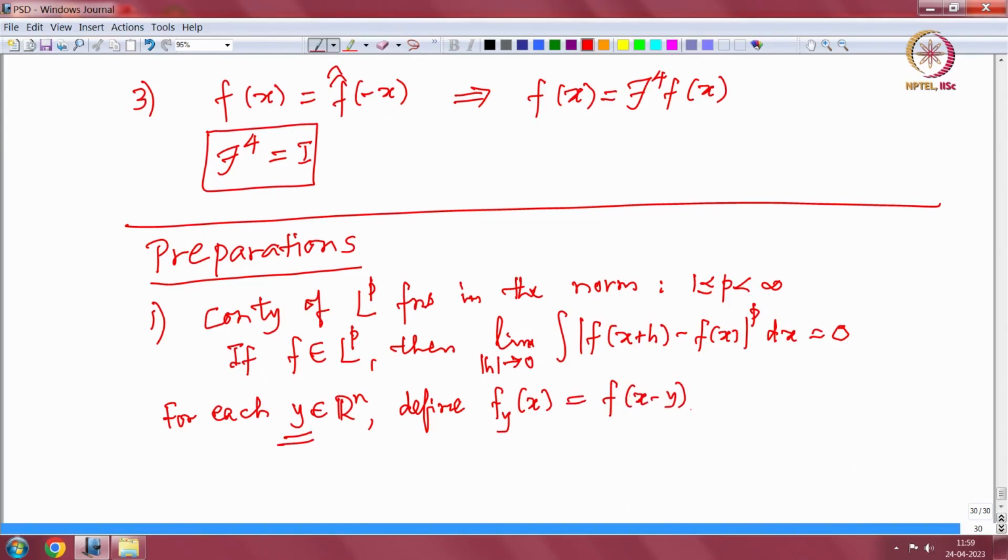Of course, you can define it for any measurable function. So, the rephrasing of the continuity in the norm is the following. It is equivalent to this: you consider the mapping y to f sub y. If f is in Lp, this is also in Lp. So this is a mapping from Rn to Lp, both metric spaces, and this mapping is continuous.